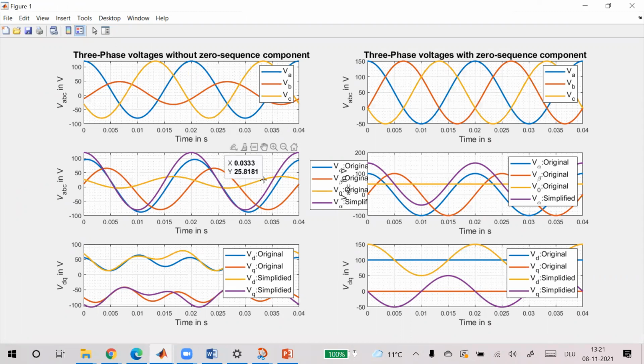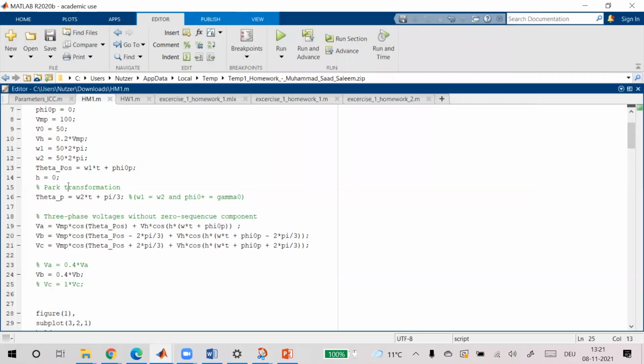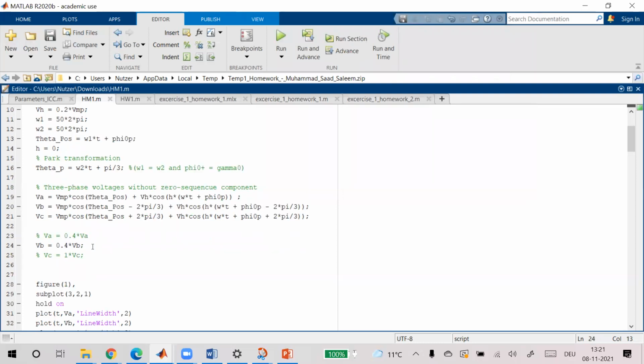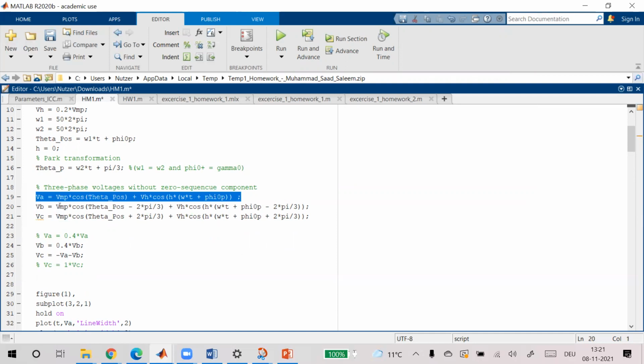There is 0 sequence, but if you want to remove the 0 sequence, how can you do that? I keep the VA the same, but VC I make it minus VA minus VB. Now my 0 sequence is 0. So I basically keep VA and VB as they have a fault, and you can compute the VC by making the 0 sequence 0, because the 0 sequence is the summation of all divided by 3. So now you can see the summation of these voltages is 0.